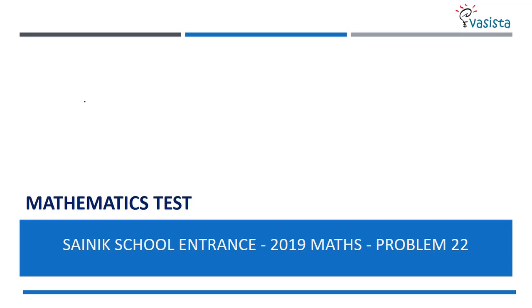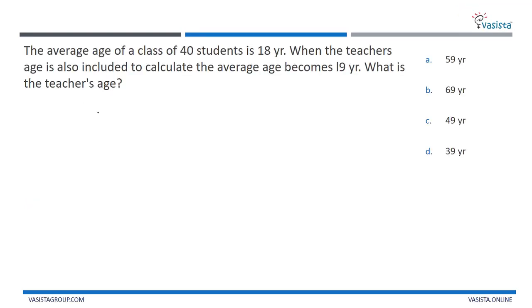Fine, this is problem number 22. So based on average, let us check out here. The average age of a class of 40 students is 18 years. When the teacher's age is also included, the average age becomes 19 years. Correct? What is the teacher's age? We need to find the teacher's age here.